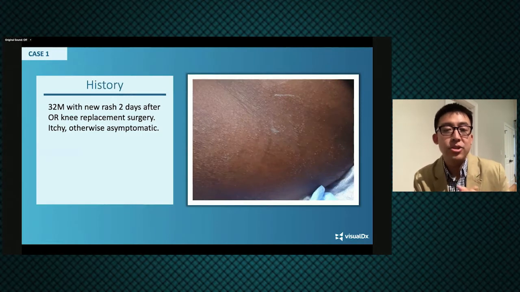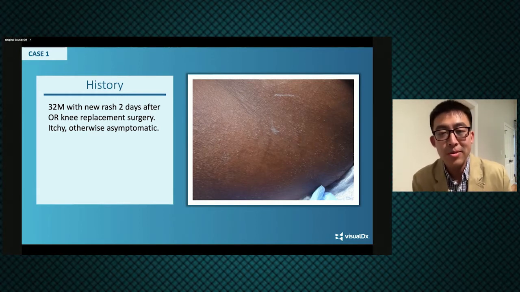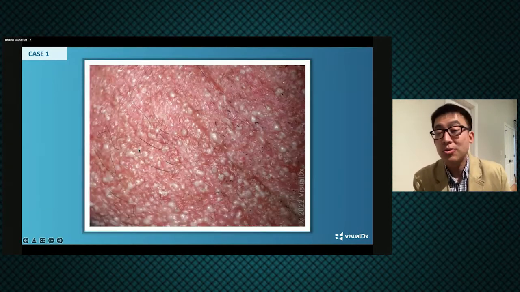And this is the patient's history. A 32-year-old gentleman with a new rash 2 days after being in the OR for knee replacement surgery. It's itchy and otherwise asymptomatic. So I'll pause a second and let everyone think about what they think this diagnosis might be. But I'll show you the other variant of this, which would be this.